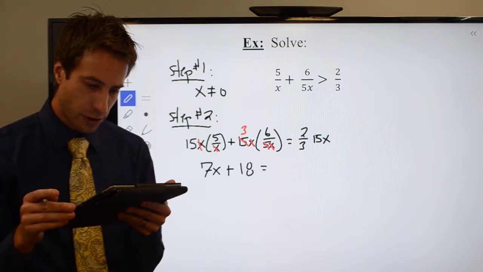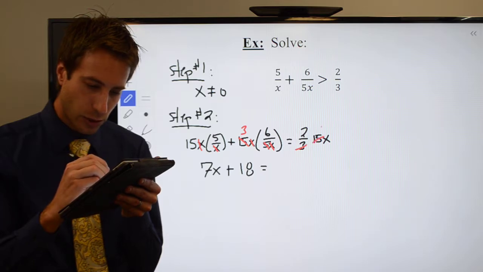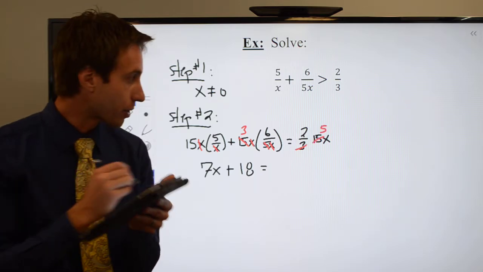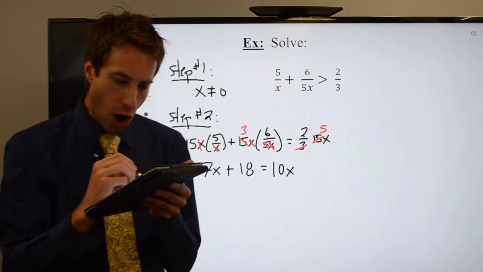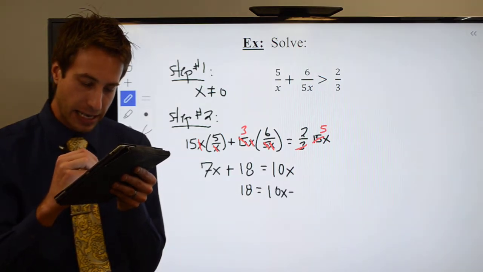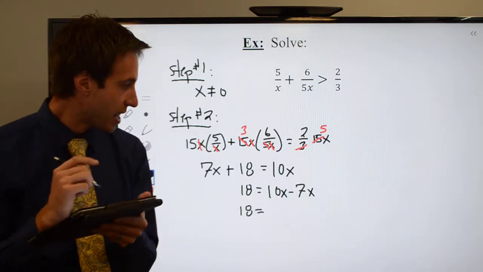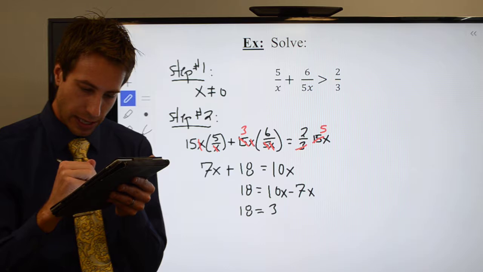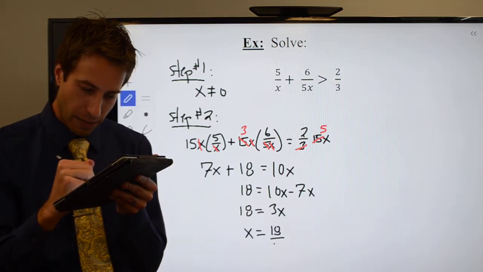On the other side, ooh, look at this. The 3 cancels with the 15, reduces it to a 5. And so what I wind up with on the other side is 2 times 5, which is 10x. All right, we'll leave the 18 on this side. I have 10x minus 7x, which means 18 is equal to 10x minus 7x should be 3x. Ooh, look at this. X is equal to 18 divided by 3, which means x is 6.